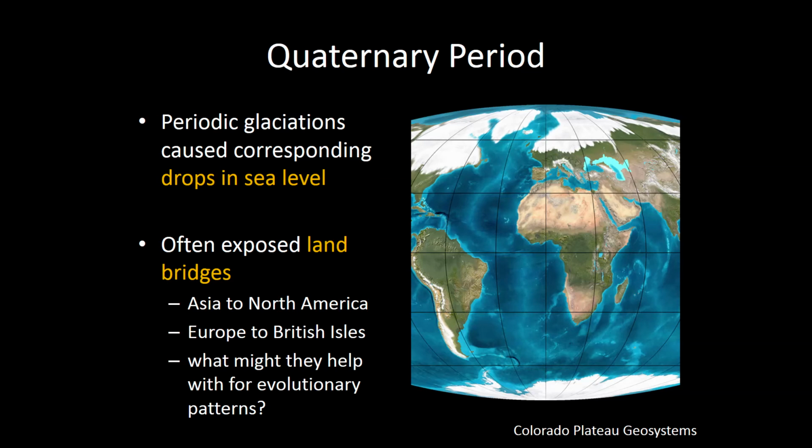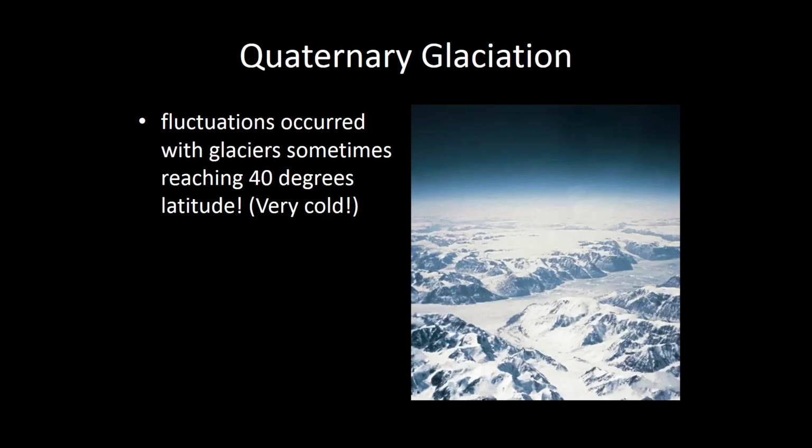All right. So when we have these drops in sea level, we can often expose what's called a land bridge. All right. So land actually connects Asia and North America. It connects Europe to the UK, Britain. How might this help with evolutionary patterns? Well, if we have things living on land, they can start to move to new land masses. Just like we learned about with the Isthmus of Panama last week, we can start to see animals and plants migrating through different pathways.